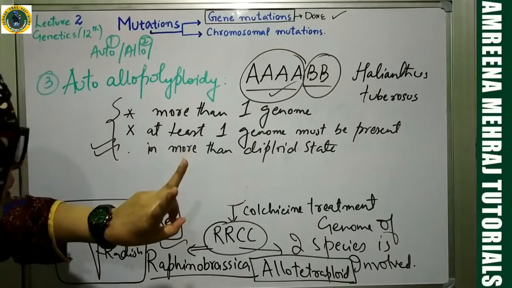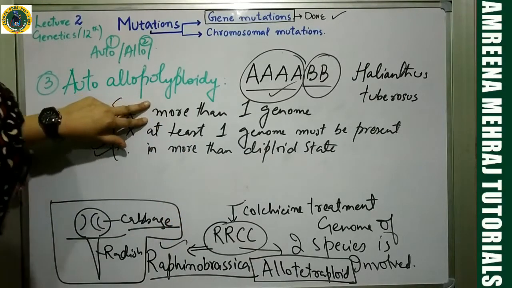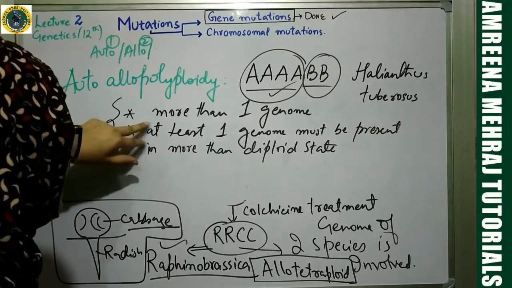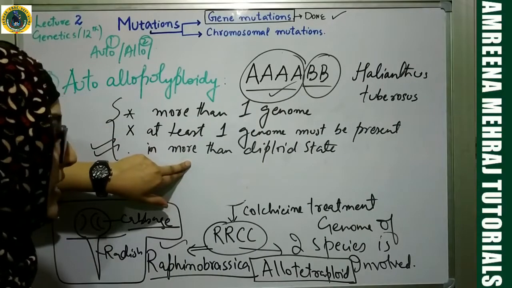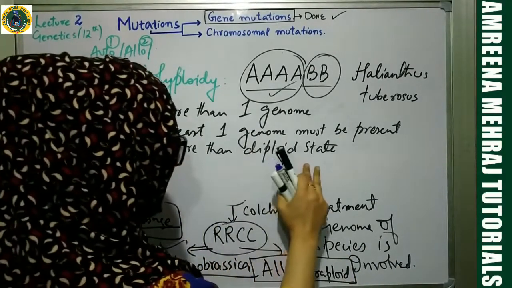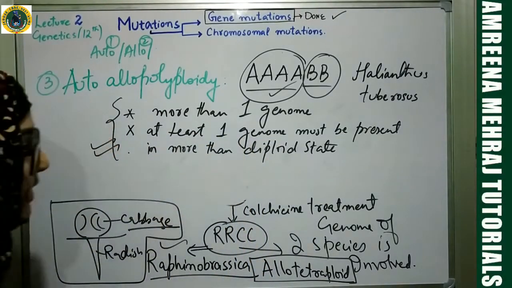So in case of autoallopolyploidy, you must have more than 1 genome, 1 condition, and the other, at least 1 genome must be present in this plant in which you will find more than diploid set. So you will be having more than diploid state with at least 1 genome. If this is the criteria, it's called autoallopolyploidy.